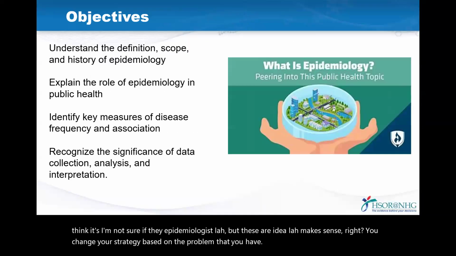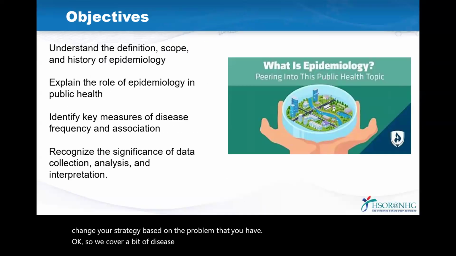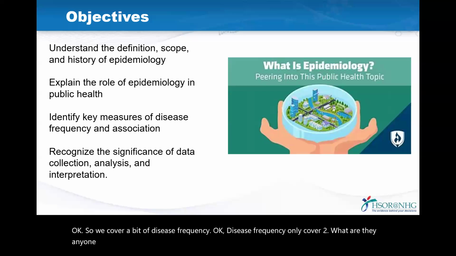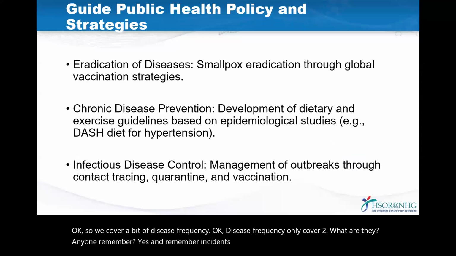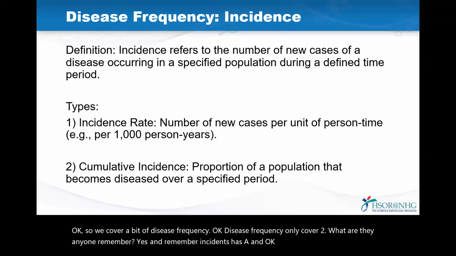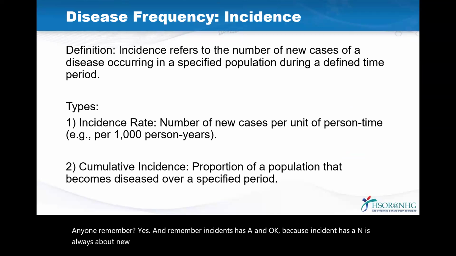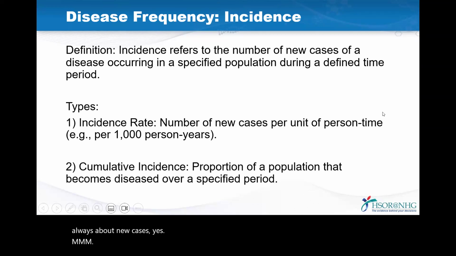Okay, so we cover a bit of disease frequency. Disease frequency only covered 2. What are they? Anyone remember? Yes, and remember incidence has an N. Because incidence has an N, it's always about new cases. Number 1, there's this per 1,000 person year. What is the concept of year in your formula? Person time. Because you need to have that because it includes the period also.